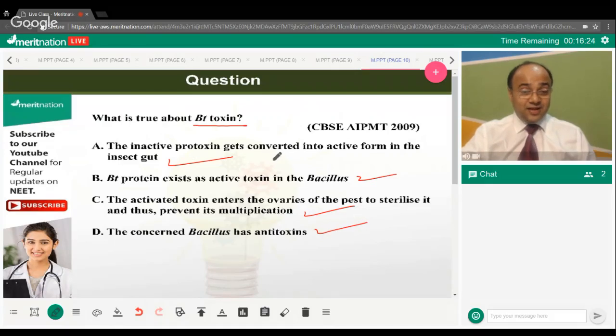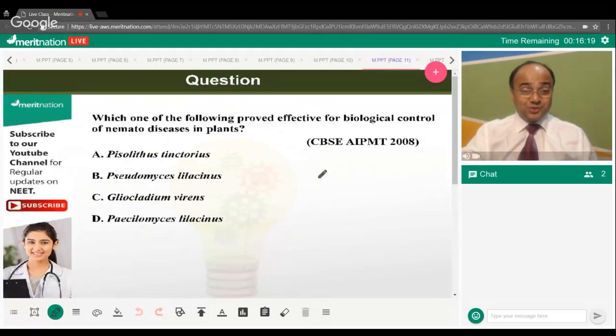Well, the correct answer you all know. The power of option A. Sanjana, it's option A. So let's see the next one. Which one of the following proved effective for biological control of the nematode disease in plants? Well, this is a wonderful question. And let's see what's the answer for this one.